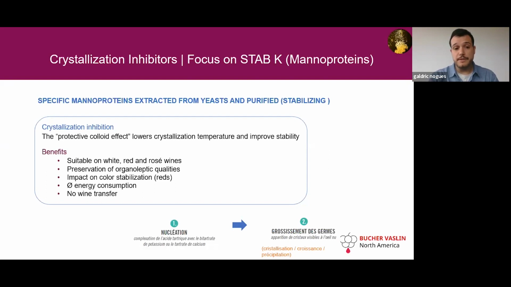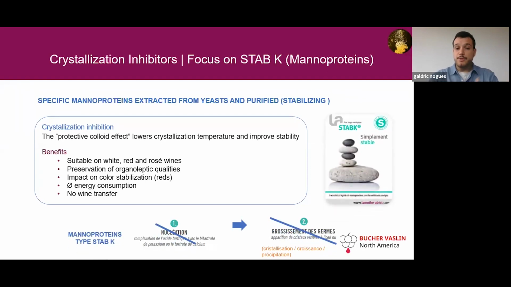The benefit of the use of TAPK is that it's suitable on white, red, and rosé. So basically, the mannoproteins, you can put them everywhere: white, red, rosé, and sparklings as well. It will totally preserve the organoleptic qualities of the wine, doesn't change anything, and brings a little bit of roundness as well. You improve the color stabilization on reds, we'll see some trials right after, because the mannoprotein acts on tartaric and on color as well. And all of this without any energy consumption. You don't have to do any wine transfer, just do a pump over or something, and mix the product well, and that's how you get the best use of TAPK mannoproteins.